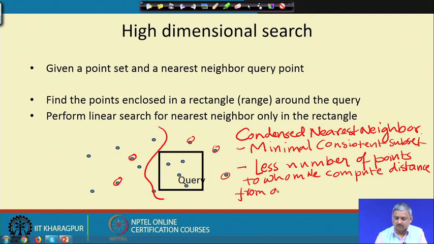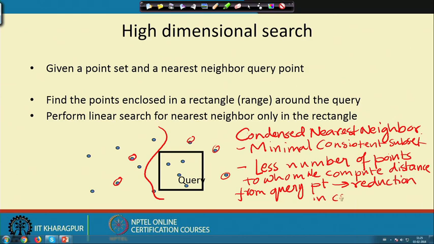The new point, which we want to classify, we call a query point. So this leads to reduced computational complexity. That is the first approach, which we already studied in the previous lecture.